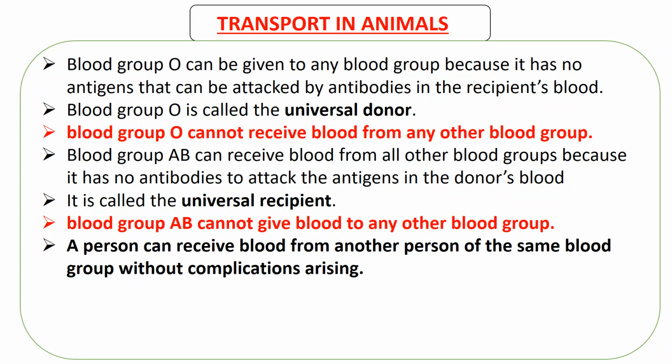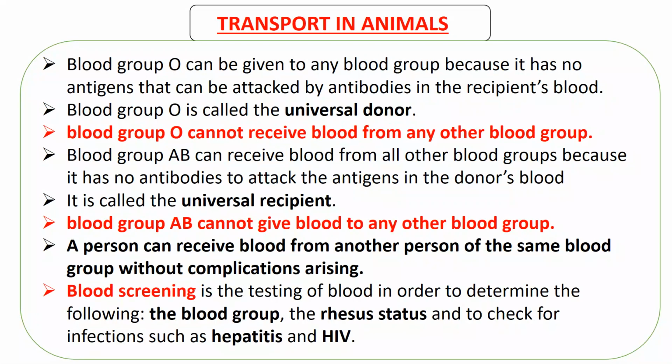So a person can receive blood from another person of the same blood group without complication arising, just like we mentioned before. Now there is a procedure which is done before blood transfusion called blood screening, which is the testing of blood in order to determine the following. So before you do blood transfusion, you have to determine the following.